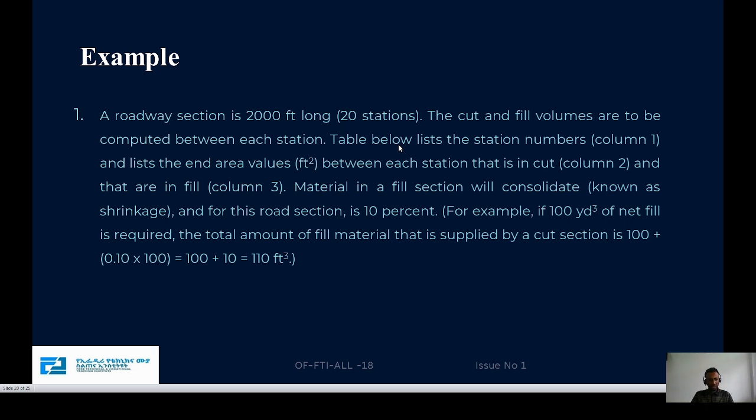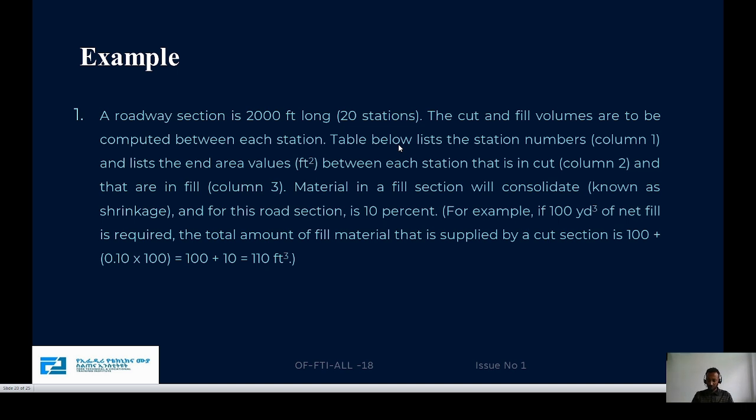As an example, a roadway section is 2,000 feet long, 20 stations. This is in feet, where the digit is 2. In kilometers, or the metric system, the digit is 3. The cut and fill volumes are to be computed between each station. The table below lists the station number. Column 1 is area, column 2 is volume. The material in a filling section will be consolidated, so a shrinkage factor, here given as 10%, is applied.